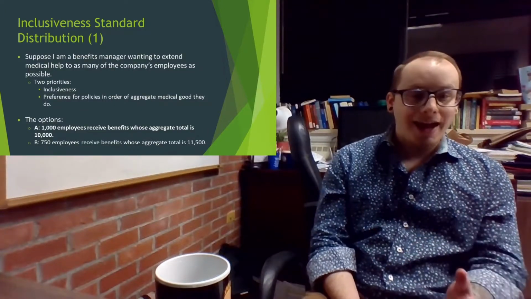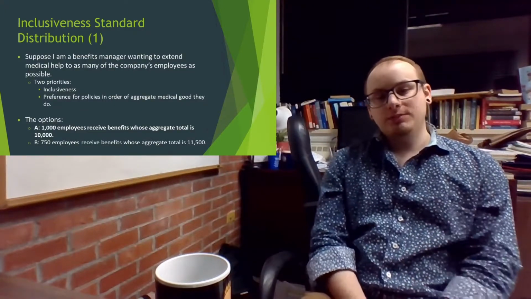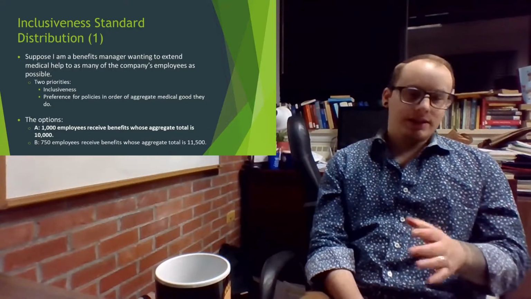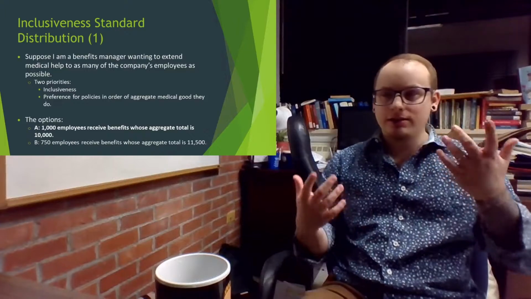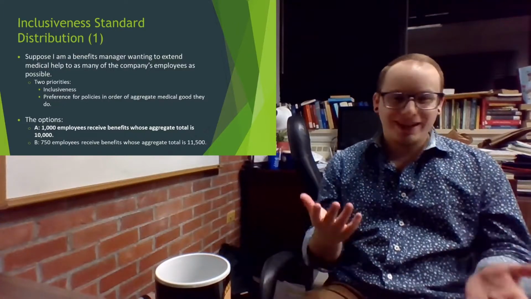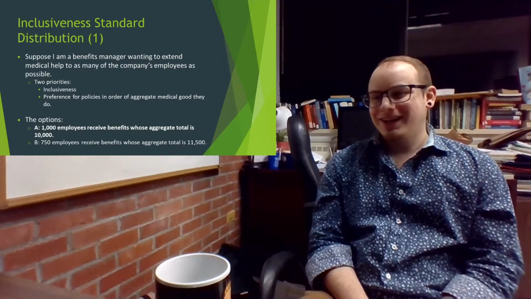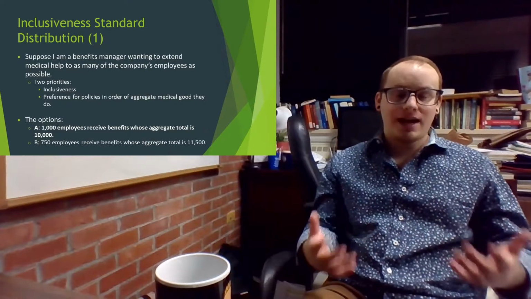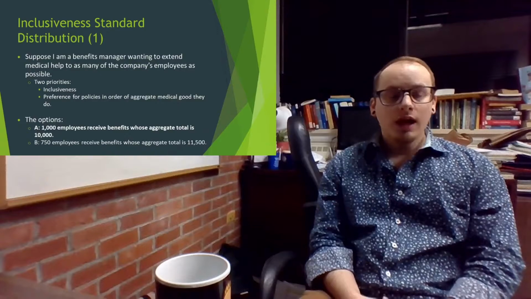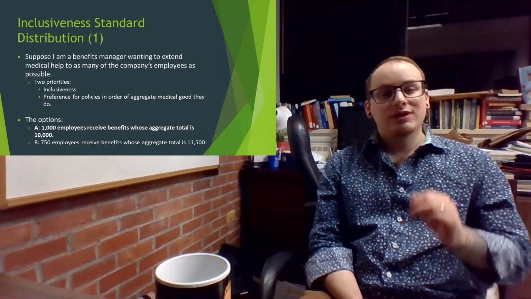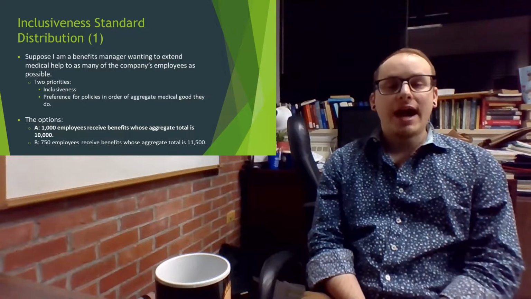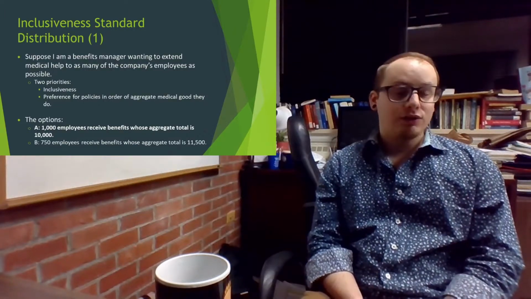Now, option A was where 1,000 employees could receive benefits whose aggregate total is, let's say, 10,000, right? So we'll say 10,000 pleasure. However we want to measure hedonic value, we'll just say there is some way to do it, and it results in 10,000 pleasures. Option B is where 750 employees receive benefits whose aggregate total is 11,500 pleasures.